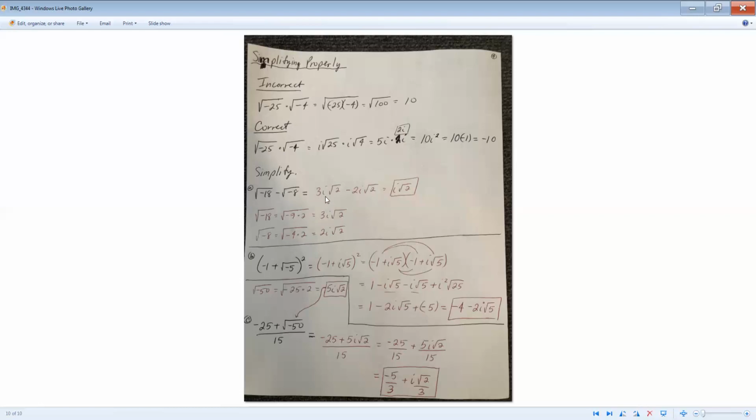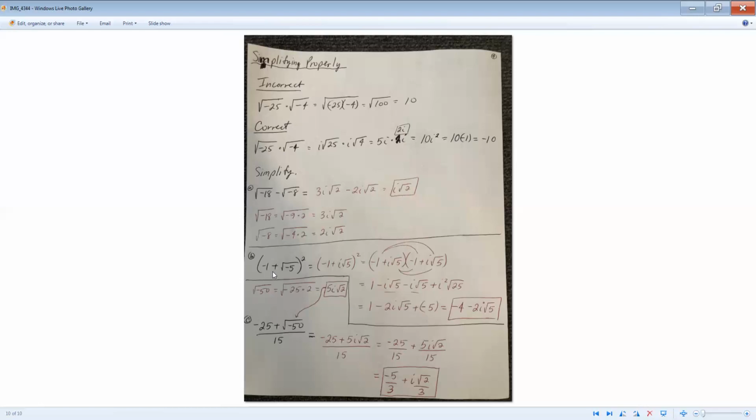Because we have the imaginary in both cases, we have the same index to the radical in both cases, and we have the radicand, what's under the radical, the same in both cases. That means we can combine and subtract the terms. So 3i square root of 2 minus 2i square root of 2 is 1i square root of 2.